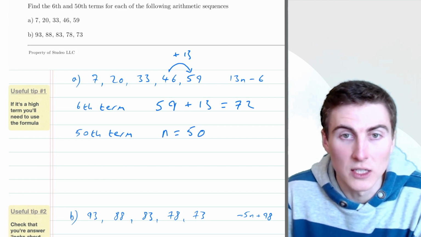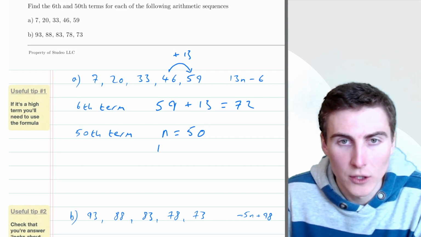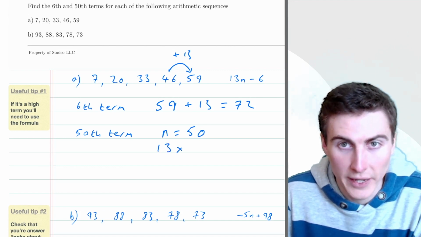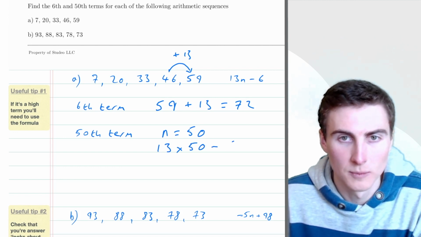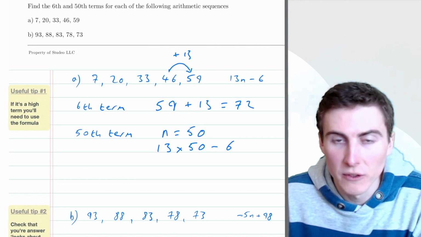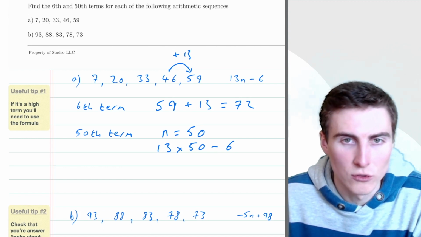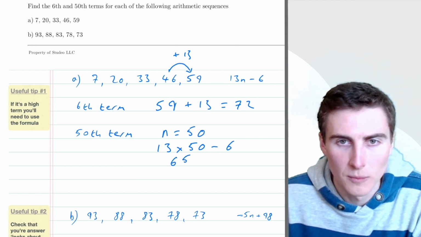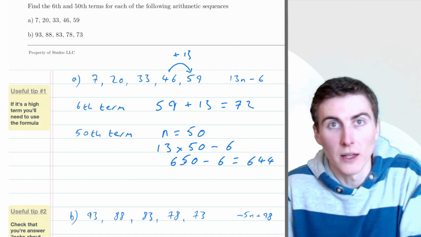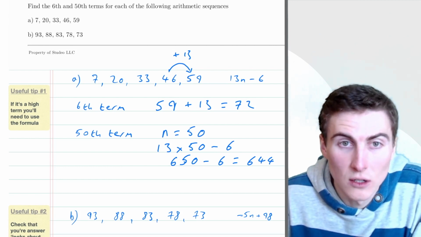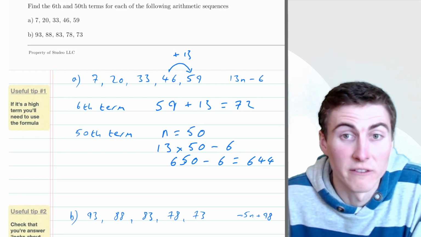And if we plug that into this formula, we're going to get 13 times n, which is 50, so 13 times 50, minus 6. So 13 times 50, well, 10 times 50 is 500, 3 times 50 is 150, so we get 650 minus 6, which is 644. And that's it. So we now have the 6th term and the 50th term.